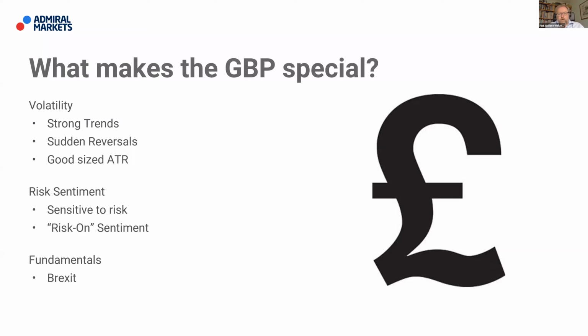So, when we look at what makes the GBP special, there's quite a wide range of things. In terms of volatility, yes, it can be a volatile instrument. You hear lots of traders talking about how they need volatility in the market, but volatility is a double-edged sword, and we'll touch upon that later on in the session. But what it can provide us with is strong trends.